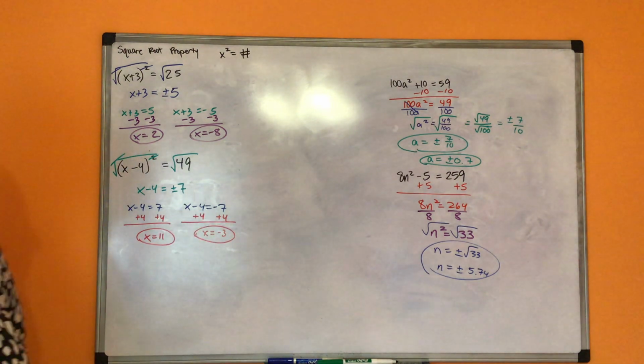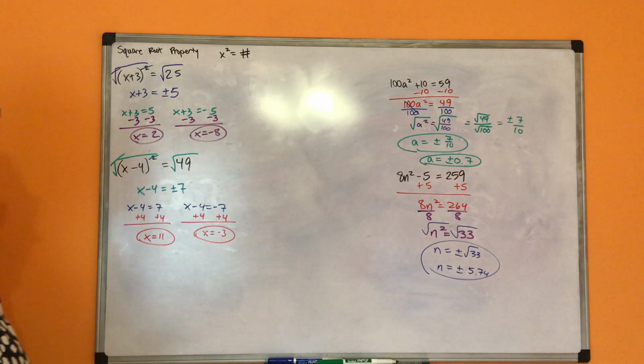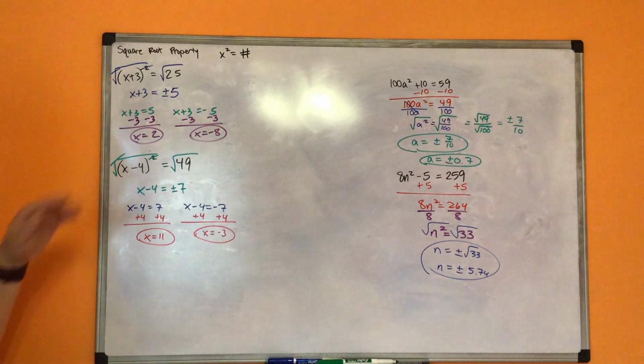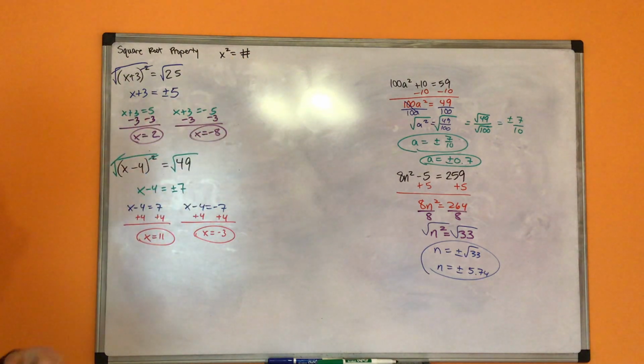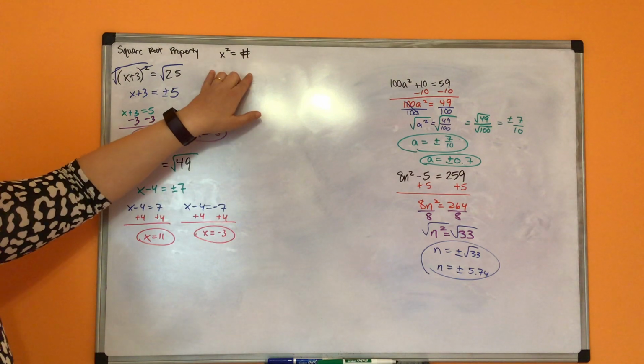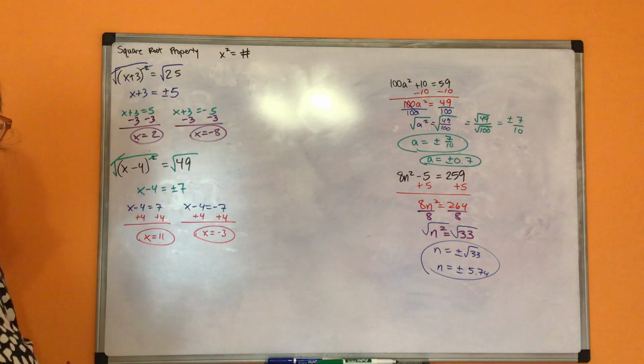So that is the square root property. This will help us get ready to solve a little bit more complicated equations. Square root property is really nice when you have an equation that looks like this, much faster than factoring, much easier to deal with. The only downside is it only works when we can get our equations to look like this.